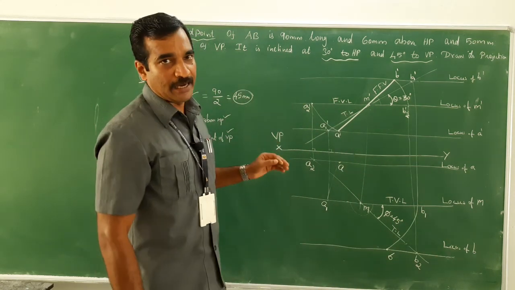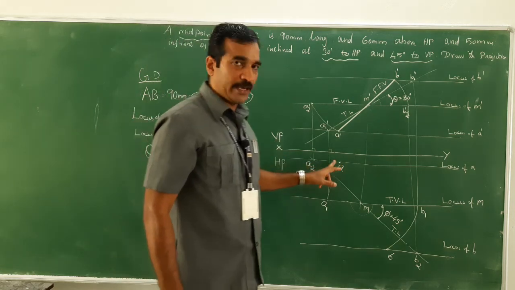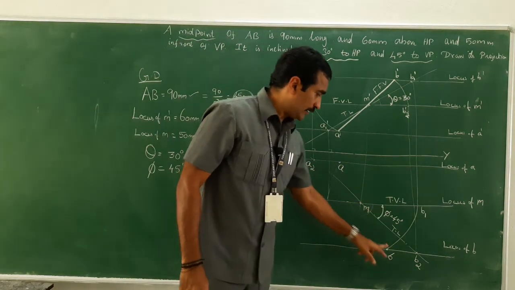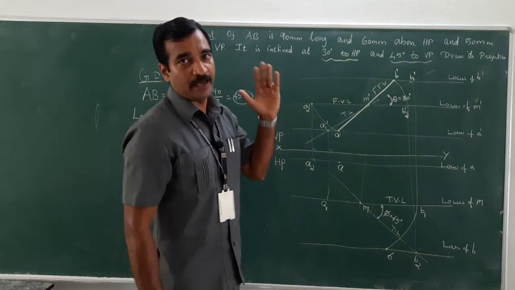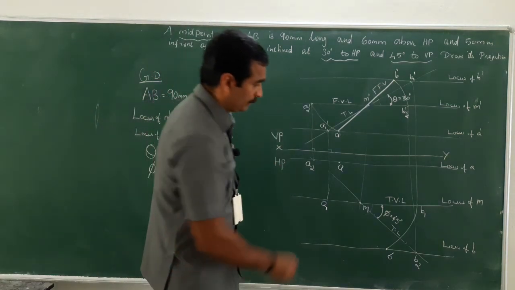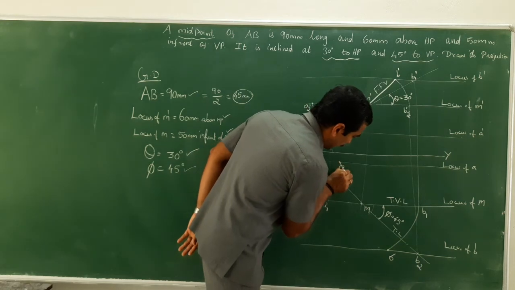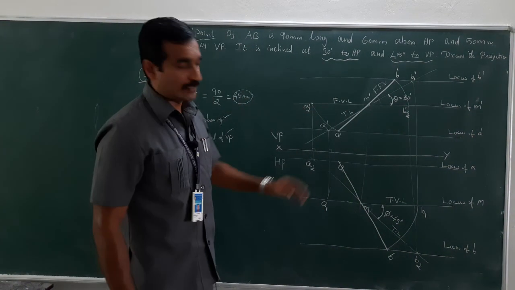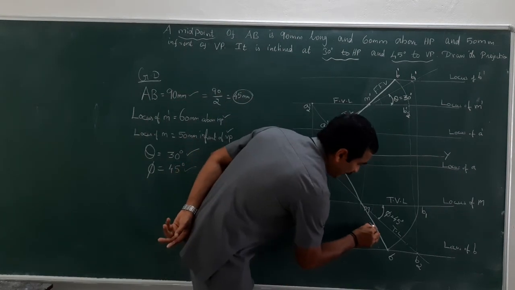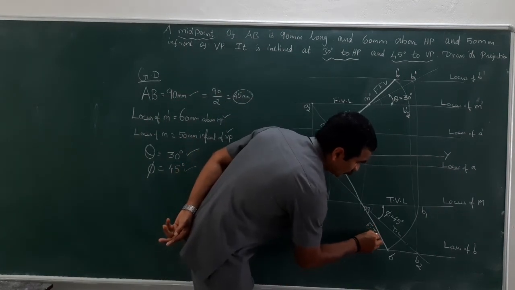Now you need to draw a line that starts from A, passing through M and B. The 3 points should lie on the same line. It should be on the same line. So this line is nothing but the final top view.